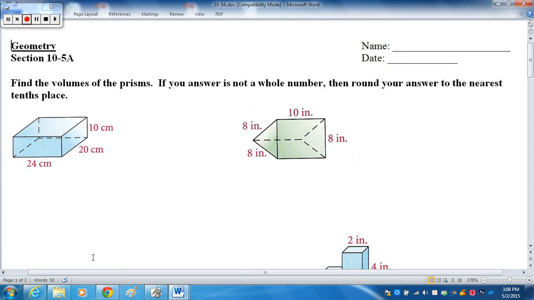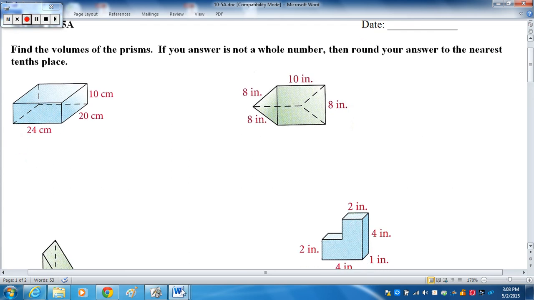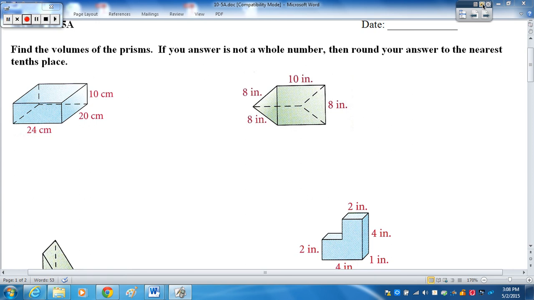If you take a look at your worksheet here, 10-5A, we can actually derive the formula for the volume of a prism by doing the very first problem here. And you may be thinking to yourself, oh, that's simple. It's going to be volume is length times width times height. And I'm grateful that you know that formula. Someone write that down here. Length times width times height. But it is so much more than that, okay?